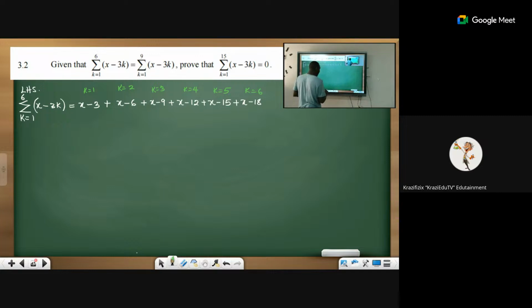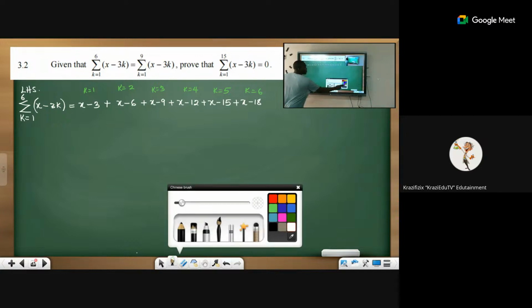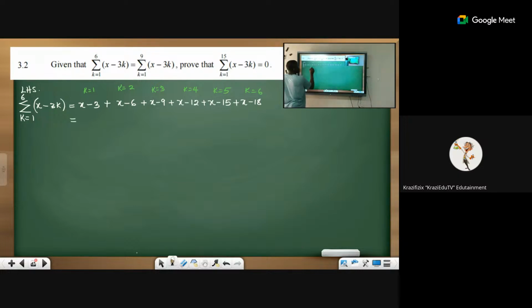Okay, let's simplify this. How many x's do we have? 6 of them, right? 1, 2, 3, 4, 5, 6x. What will minus 3, minus 6, minus 9, minus 12, minus 15, minus 18 give us? 3 and 6 give us 9, 9 and 9 give us 18, 18 and 18 give us 36, 36 and 27 give us 63. We okay, everybody? Beautiful. Thank you, Divine. So this is what this expression is. Interesting.